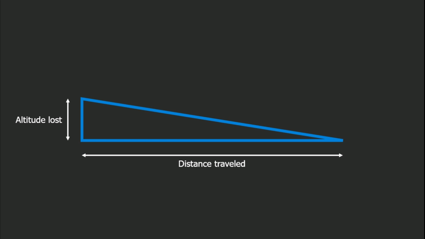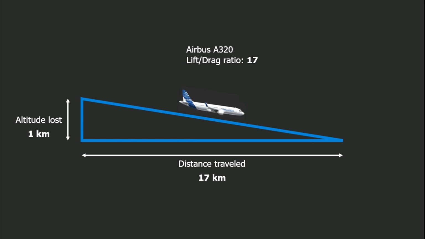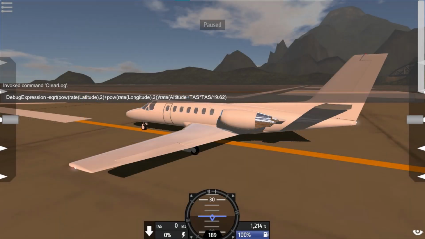For example, an airliner like an Airbus A320 has a glide ratio around 17, which means that in glide configuration, without any thrust, when losing an altitude of 1 kilometer, it would be able to travel 17 kilometers forward. For your SimplePlanes build, you will have to measure this value with a FunkyTree code that you can monitor with the console. It will be available in the description.